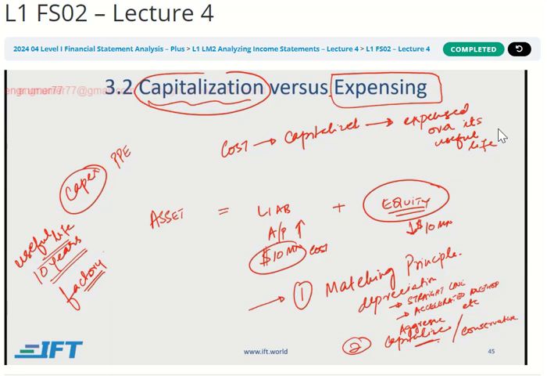So to be able to do an apples to apples comparison, right, we would then want to make sure that we make adjustments on both sides to bring them to a point where neither of them is either too aggressively capitalizing or too conservatively capitalizing. And you will learn more about this as we go through this material.